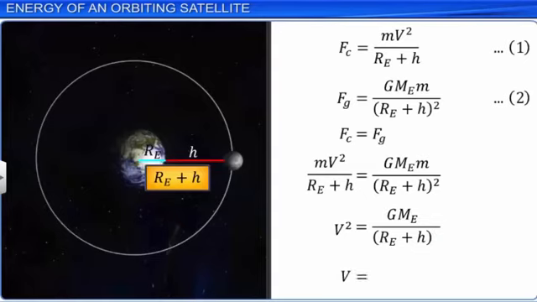Once you know the expression for the speed of Moon in its orbit, you can find the kinetic energy of the Moon using the expression KE is equal to half mv square.